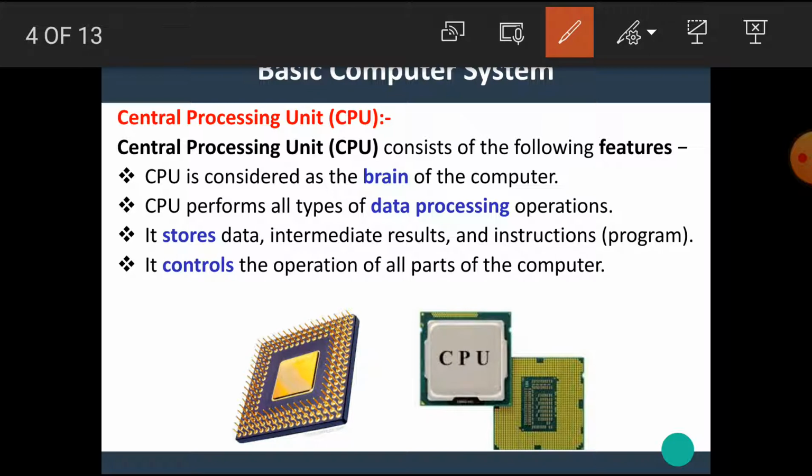The central processing unit CPU consists of the following features. CPU is considered as the brain of the computer. The CPU is also called the brain of the computer because without CPU it is impossible to perform any task by the computer system. Hence, CPU is the very important part of the computer system. Therefore, it is called the brain of the computer.